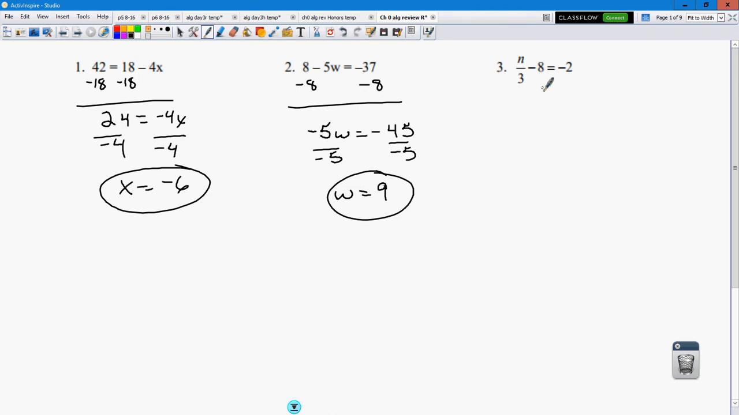On this problem, the minute I see this fraction, I'm going to multiply this side by 3, and I'm going to multiply this side by 3. When I multiply this first one by 3, the 3's would cancel, leaving me just n. When I multiply the second one by 3, 3 times 8 is going to be 24. And negative 2 times 3 is negative 6. Adding 24 to both sides, n is going to be equal to 18. 24 take away 6.